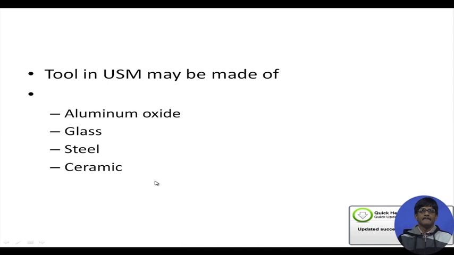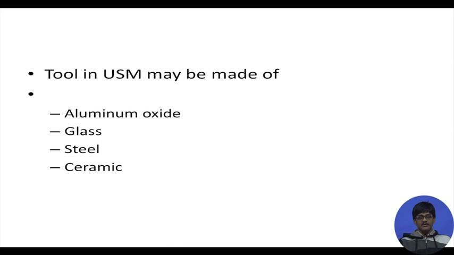Tool in USM may be made of aluminum oxide, glass, steel, ceramic. Tool here means that at the end of the horn there is something put or attached which is having the conjugate shape of the final shape that you want, and it should not take up much damage from USM.